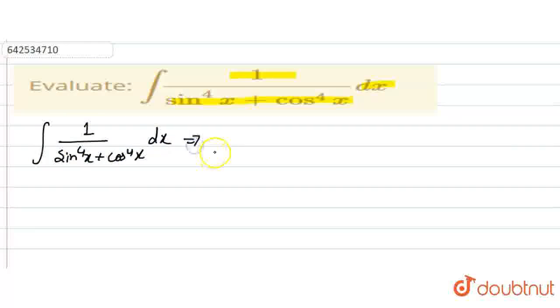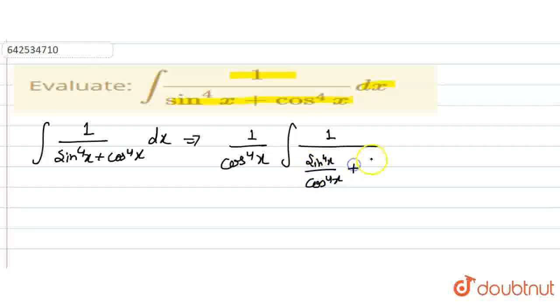So in the denominator, multiply and divide by cos to the power 4x. It will be cos to the power 4x into sin to the power 4x by cos to the power 4x plus 1 into dx, which can be written as the integral of sec to the power 4x over tan to the power 4x plus 1 into dx.